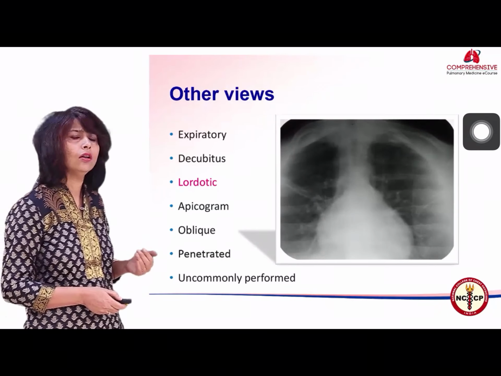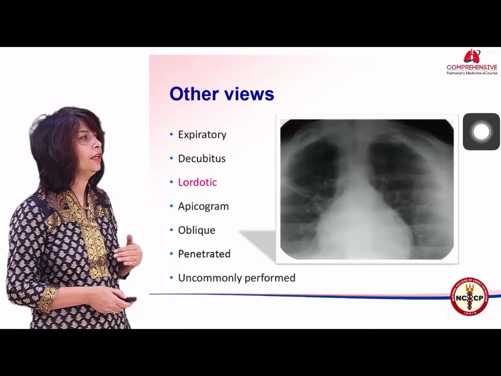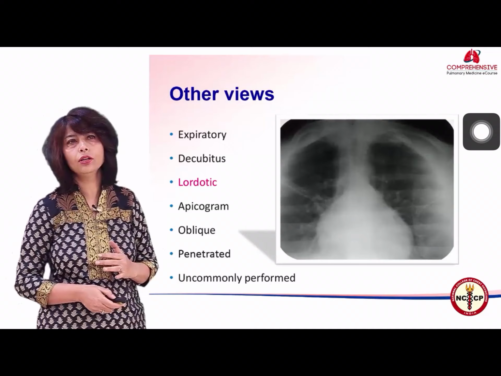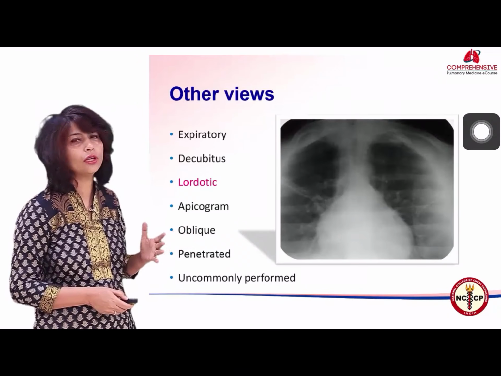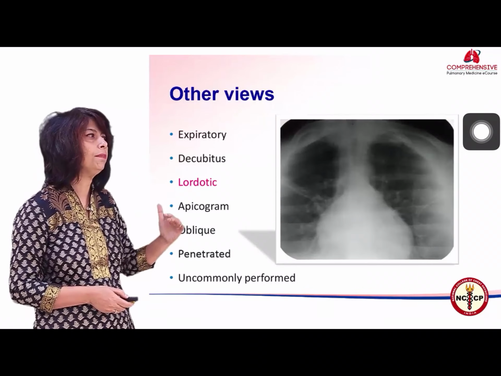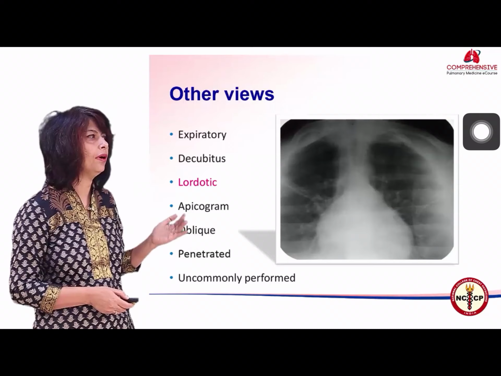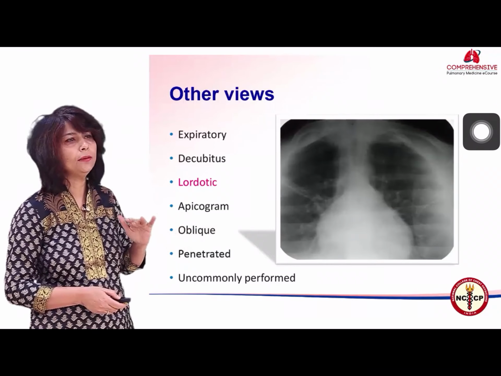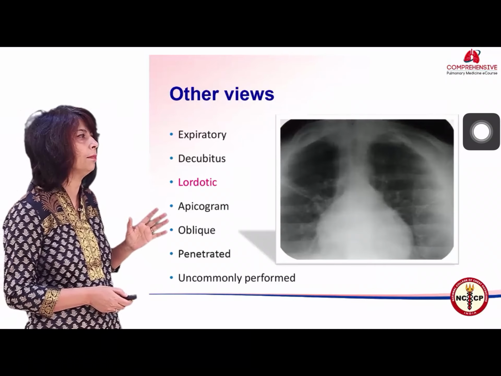This is a lordotic view. It is also called the epicogram. It used to be used to look at the middle lobe and the apices. If we want to look at the middle lobe, we would just keep the centering of the film a little lower, and for an epicogram a higher, but essentially the projection of the direction of the ray is the same in a lordotic and epicogram.